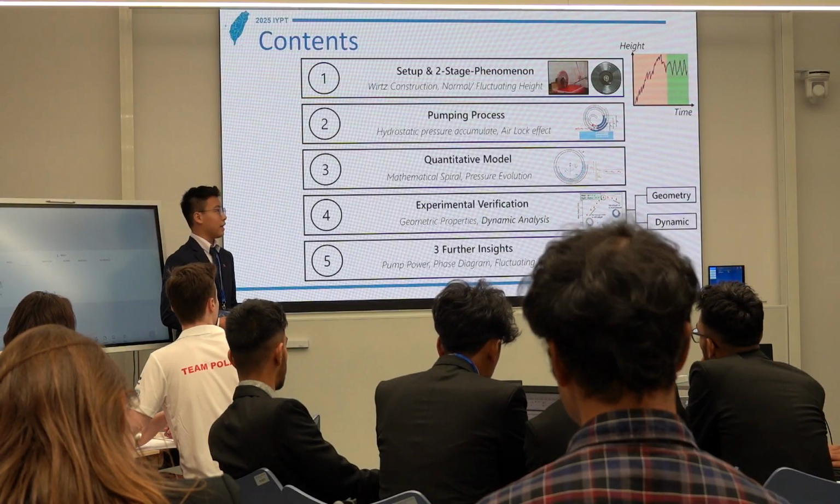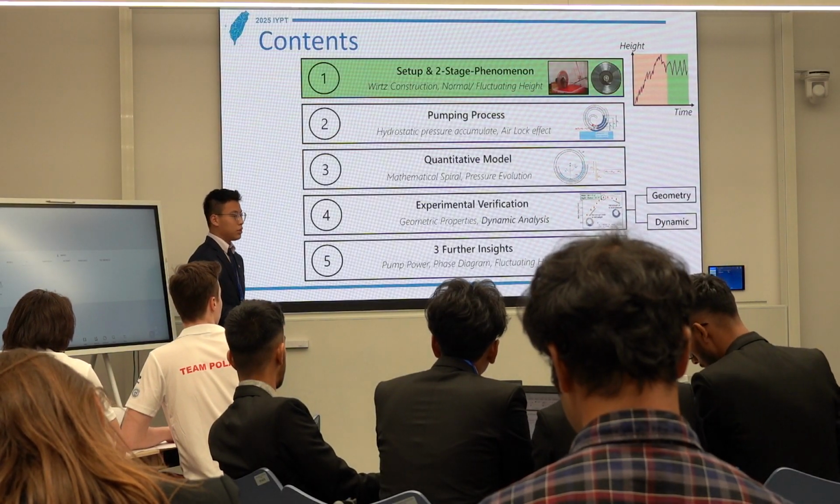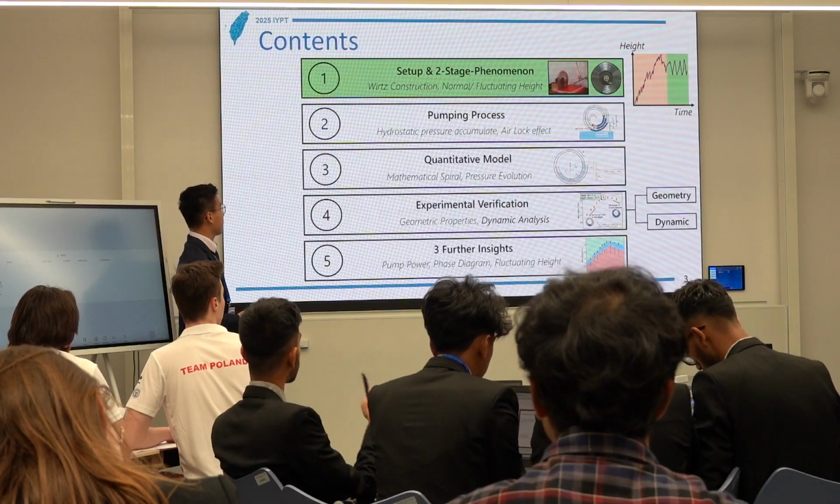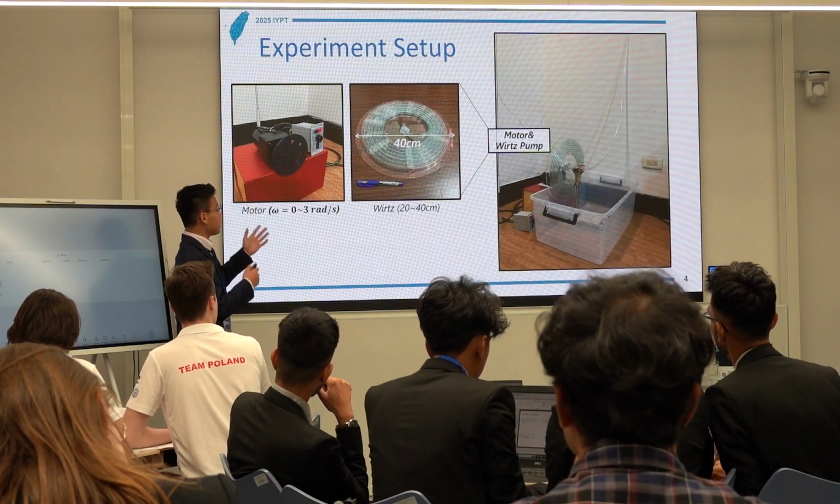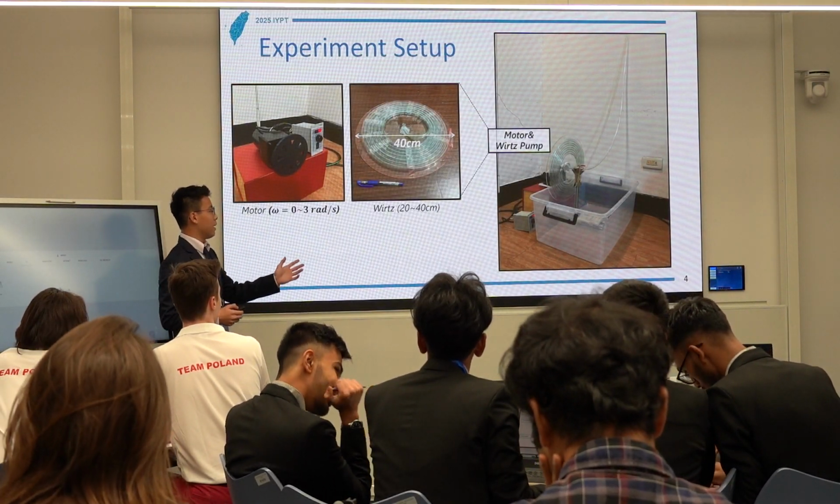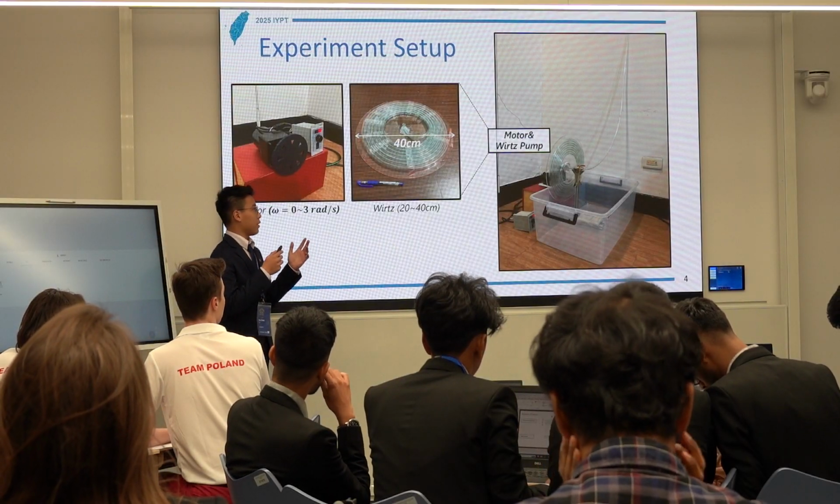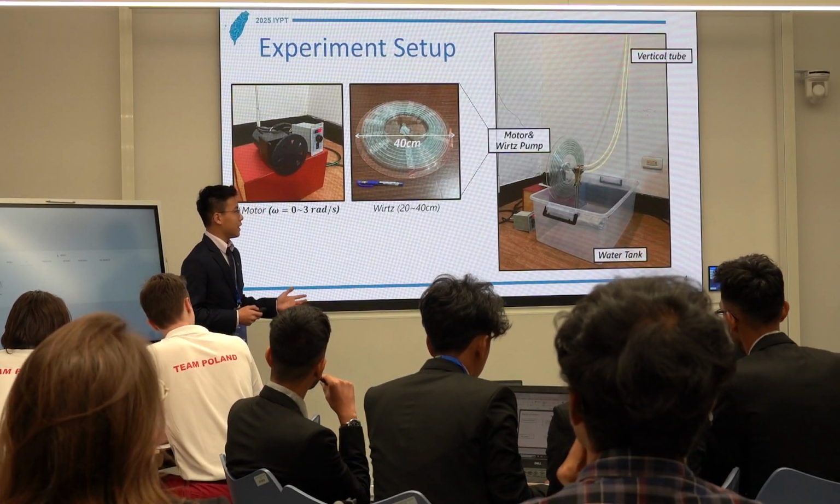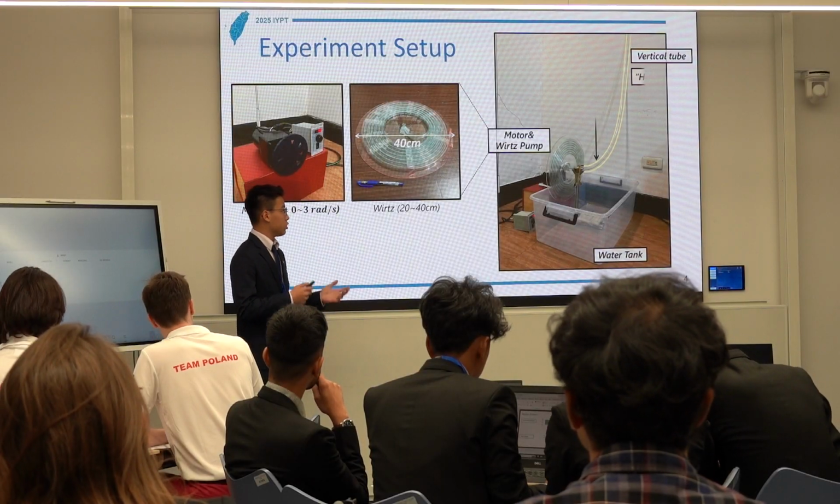And here are the contents for today. I'll start with my setup and the two-stage phenomenon of the word pump. So here's my setup. I have a motor and a word pump, which is 40 centimeters in diameter, where I place it inside a water tank and connect it to a vertical tube used to determine the height.